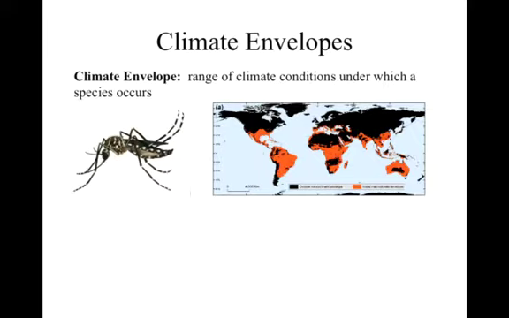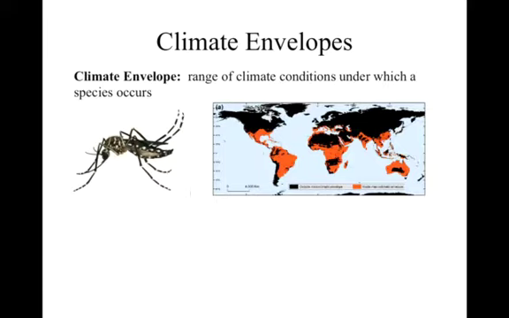Ultimately, how well an organism does in different climates, and remember from the last class that includes things like temperature, but also precipitation, wind, everything like that, we can capture in what we call a climate envelope. This is the range of climatic conditions under which a species occurs. And you can actually draw climate envelopes on the map, outlining the regions where the climate conditions are favorable for a particular species to grow and survive.